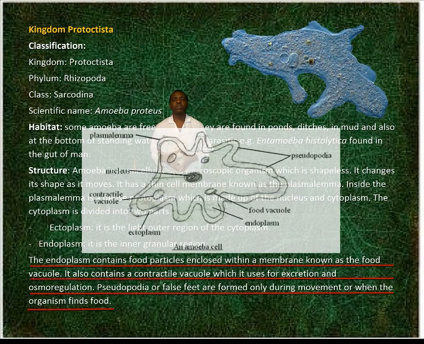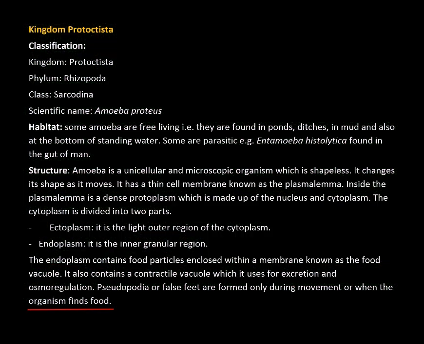The endoplasm contains food particles enclosed within a membrane known as a food vacuole. It also contains a contractile vacuole which it uses for excretion and osmoregulation. Pseudopodia or false feet are formed only during movement or when the organism finds food.